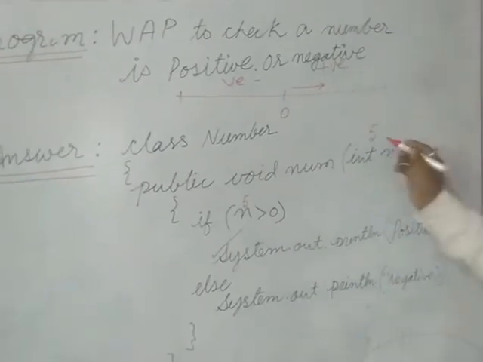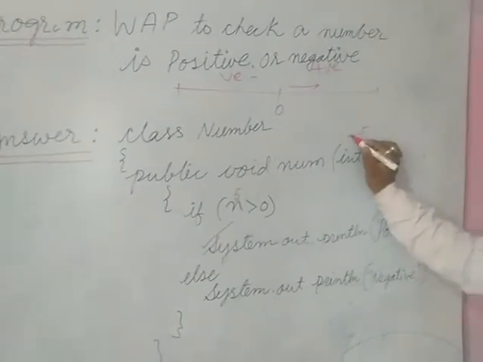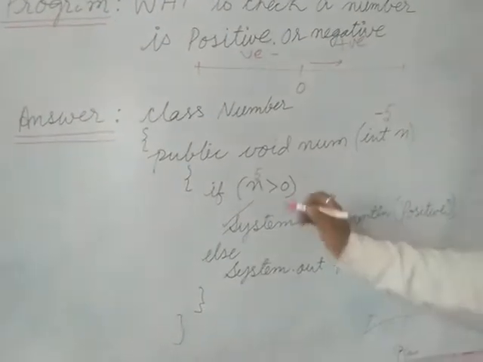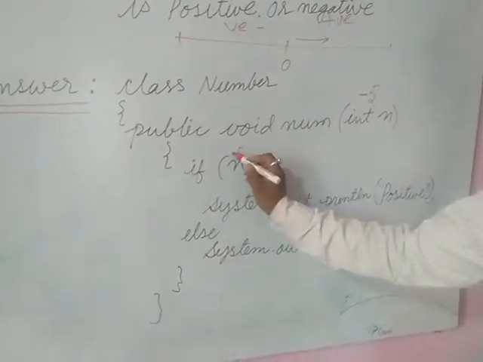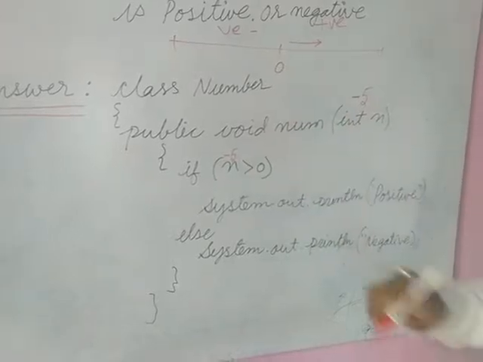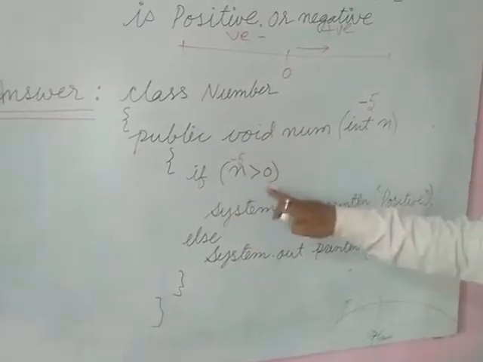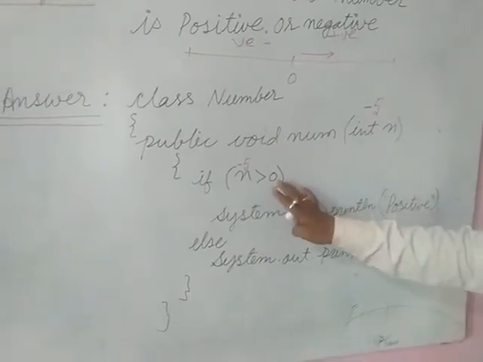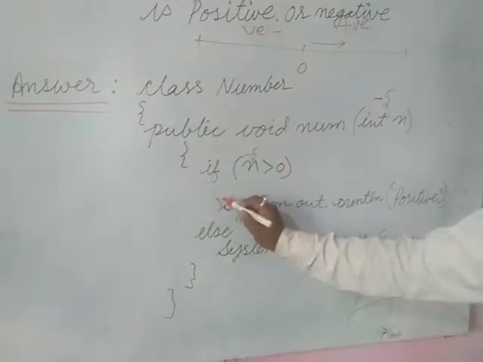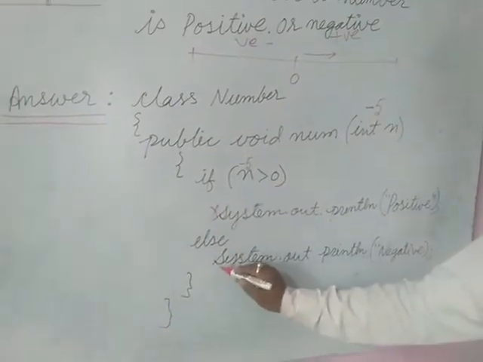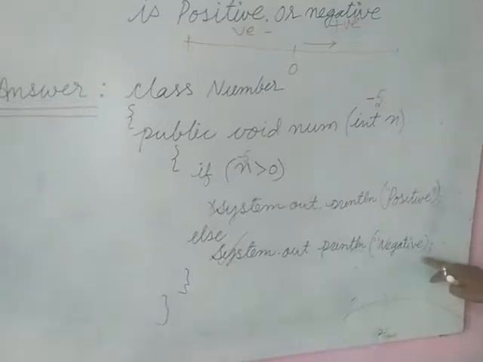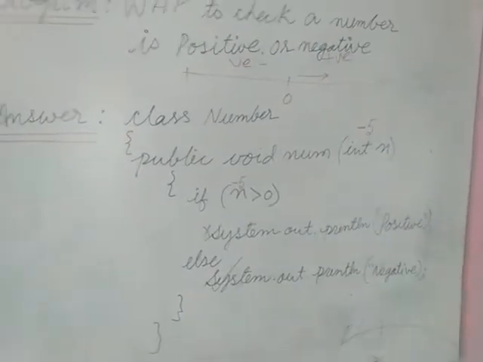Now I'll go to the next one. Suppose I take another number, -5. The compiler will first check here: is -5 greater than 0? The condition is false, so this statement will not be executed. The computer will execute this statement, so the number is negative.